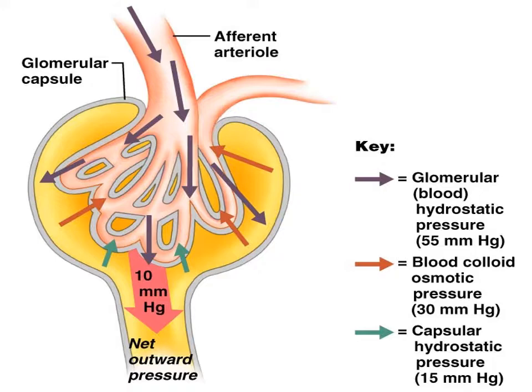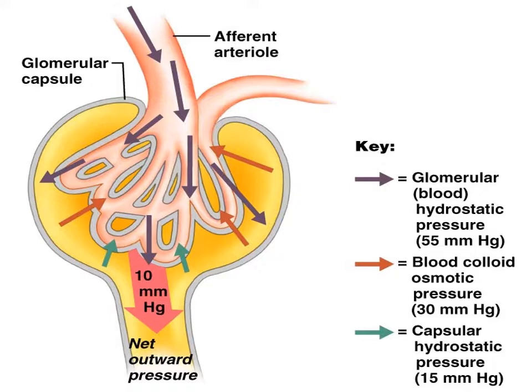A diagram of the corpuscle. Remember, this is where filtration happens. Filtration occurs whenever we have a pressure gradient and a leaky capillary, which is exactly what we see here. There are three pressures involved: glomerular hydrostatic pressure, blood colloid osmotic pressure, and capsular hydrostatic pressure.